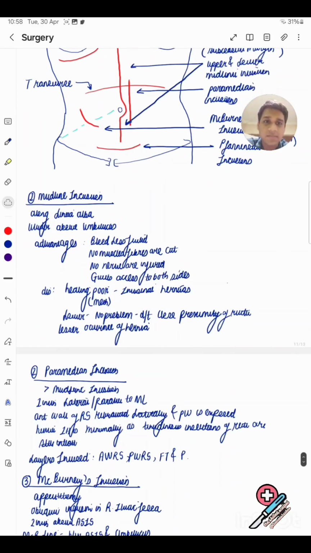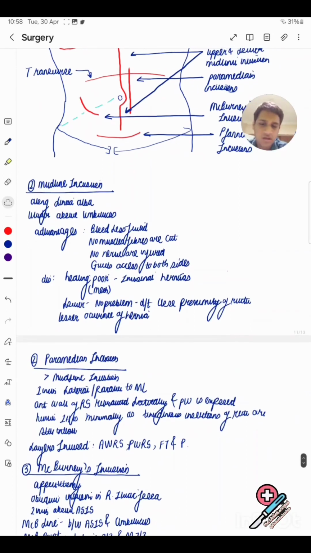The healing is poor and there are many incisional hernias, hence it is preferred to put a mesh after the surgery to prevent post-operative incisional hernias. In the lower part below the umbilicus, there is a lesser problem of incisional hernias, as the recti are in close proximity to each other. So incisional herniation of bowel is not that common.